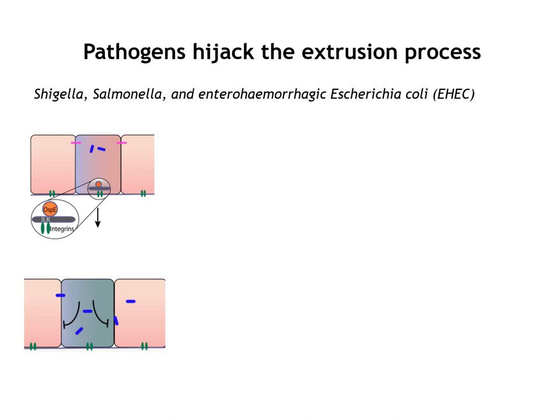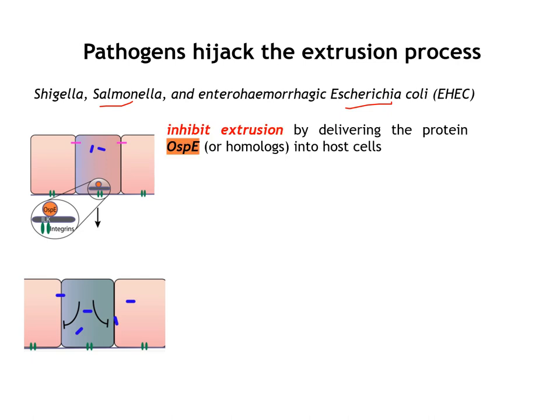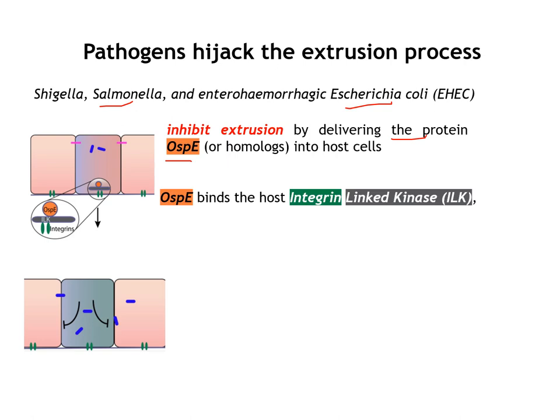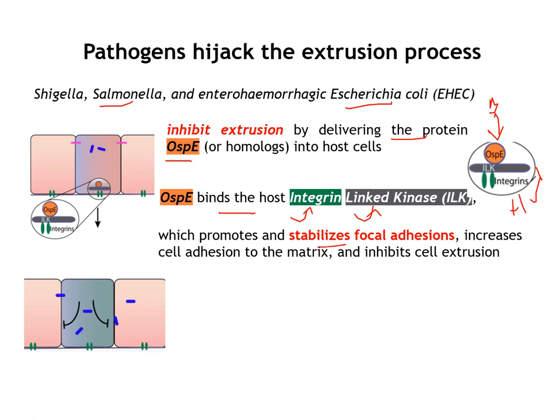So you have these three types of diseases that show a different mechanism, like Salmonella, and here E. coli, and they inhibit extrusion by delivering this protein that is the OspE, or its homologs, into the host cell, and here this binds to the integrin and the integrin-linked kinase that you can see in gray. So this is the bacteria protein, and here you see the host proteins that are interacting, and this allows one thing, that is to stabilize the focal adhesions. When you stabilize the focal adhesions, it increases the adhesion to the cell matrix and inhibits cell extrusion.